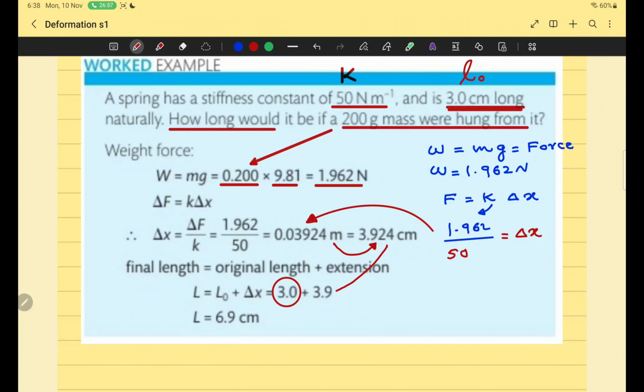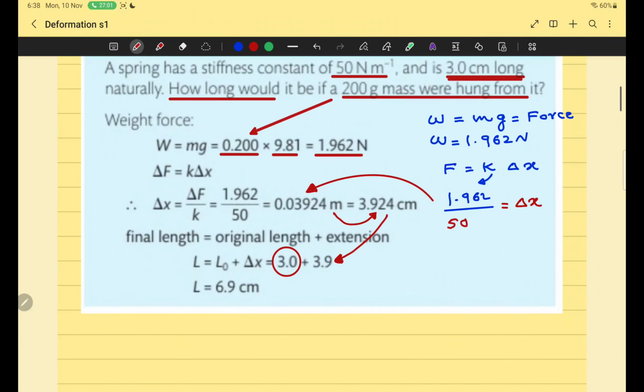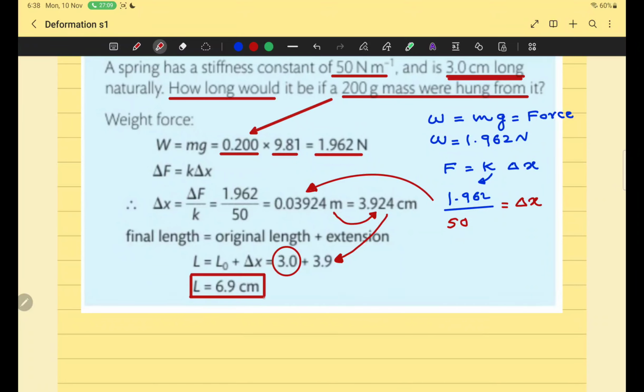We have calculated the extension. Sir, extension is 3.9 centimeter. And if you add the original length with the extension, then it will be the final length. It is the total length.